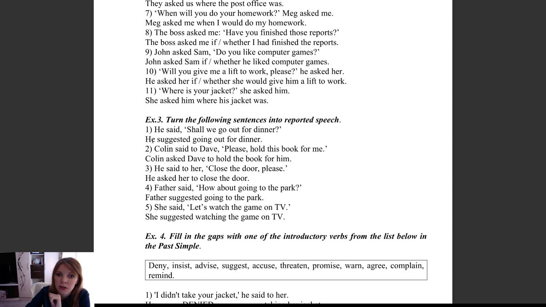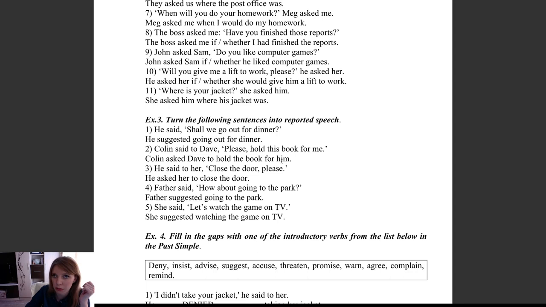Number 2. Colin said to Dave, please hold this book for me. Colin asked Dave to hold the book for him. So the verb ask requires, first of all, the object, дополнение, да, то есть кому адресована данная просьба. И использован у нас инфинитив to hold. Мы не забываем по логике вещей поменять местоимение me на местоимение him.